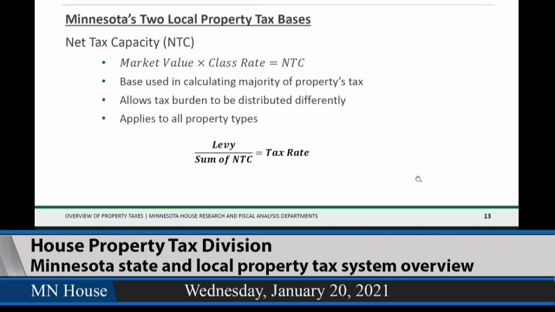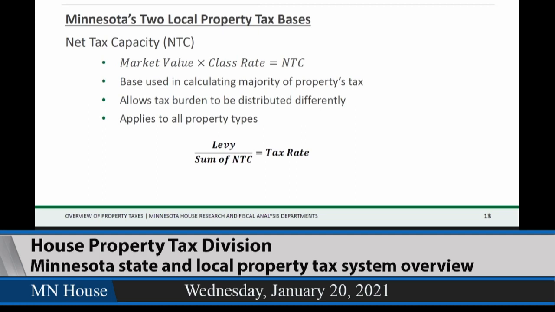So the second tax base is the primary tax base that's actually used to calculate property taxes, and this is known as the net tax capacity tax base. This base includes all property types, and each property's net tax capacity is calculated by multiplying the value of the property times its class rate. This process allows for property tax burdens to be distributed differently, shifting tax onto or away from certain property types. On the next 3 slides, we'll take a look at the impact of this classification process.